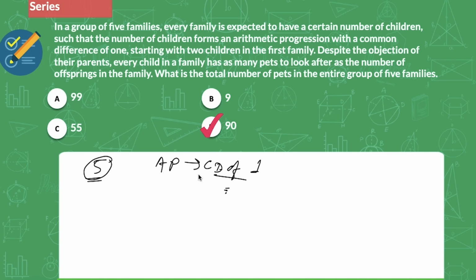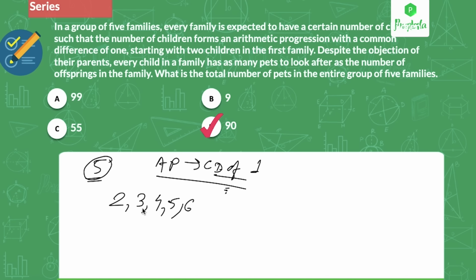Starting with two children in the first family. So a lot of information from here, I guess. So there are five families. The first family has two children, and it is said that they are in an AP with a common difference of 1. So that means the second family will have 3 children, the third will have 4, then 5, and then 6. Yes, the common difference from here. So 2, 3, 4, 5, and 6.